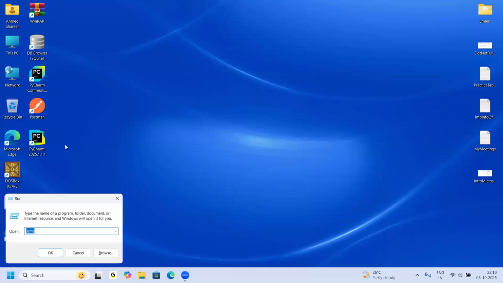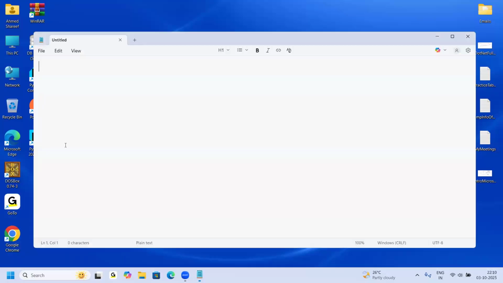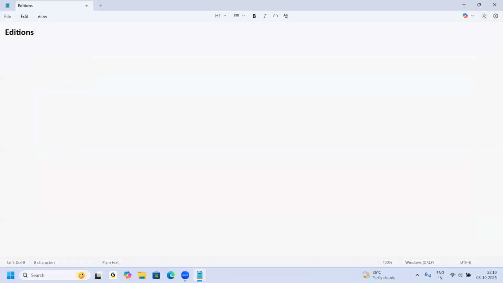So today we will discuss editions of SQL Server. First, let me talk about Enterprise Edition. Obviously, this is a licensed one.